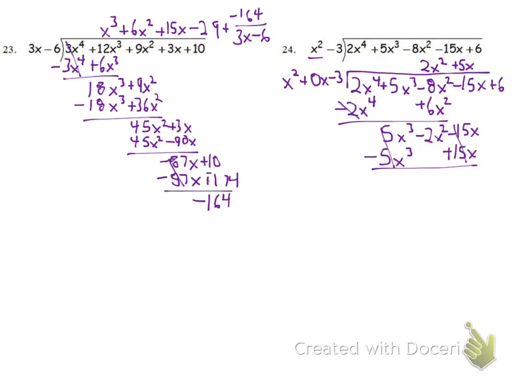In fact, the negative 15x is gone. So negative 2x squared plus 6 is all I'm left with. Let's go with a negative 2. I get negative 2x squared plus 6. Change the signs, and it actually turns out to be 0. So this one we have no remainder. It's 2x squared plus 5x minus 2.